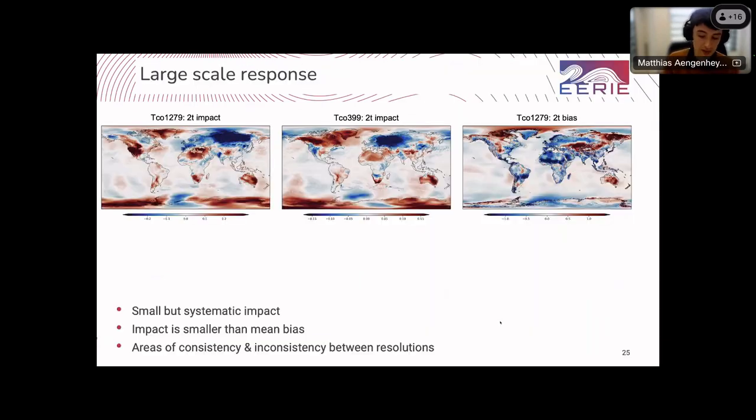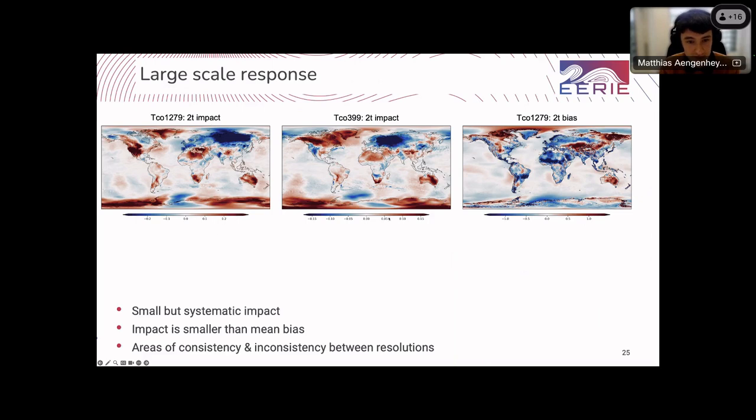But to show a few slides on the large scale response that we see, I'm showing here the 2 meter temperature differences. On the left and the center, it's the impact of filtering. So it's the unfiltered minus the filtered minus the smooth anomalies simulation. So you could say this is the temperature difference that is induced, or could be induced if it's significant, by the presence of eddies. And on the left, for comparison, is the bias of the high resolution simulation compared to AR5. And you should note that these color scales are all slightly different.